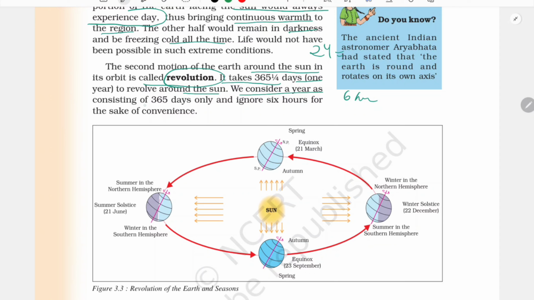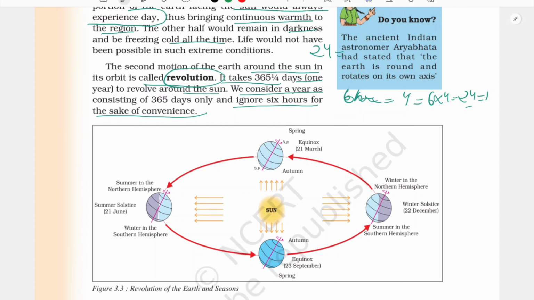We consider a year as consisting of 365 days and ignore the 6 hours for the sake of convenience, for 4 years. And in 4 years what will happen? 6 into 4 will be 24, and it will make one day, and that one day will be added to your year, in the month of February, and that year we call a leap year, isn't it? So that is why after every 4 years there is 29th February.